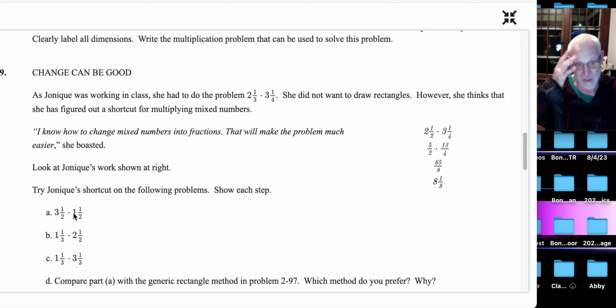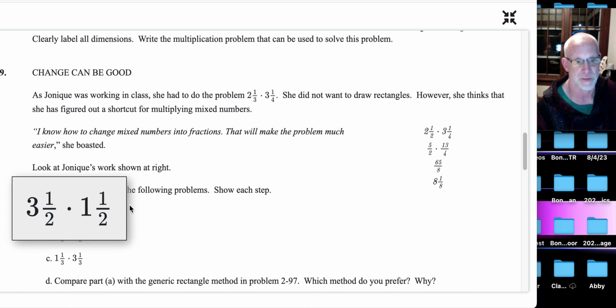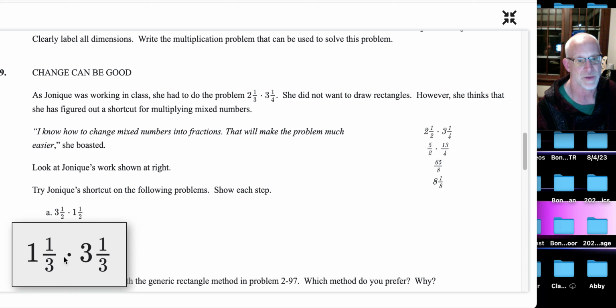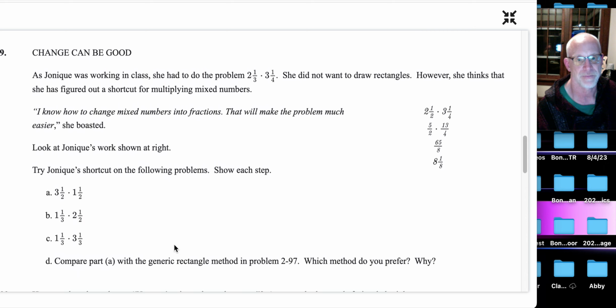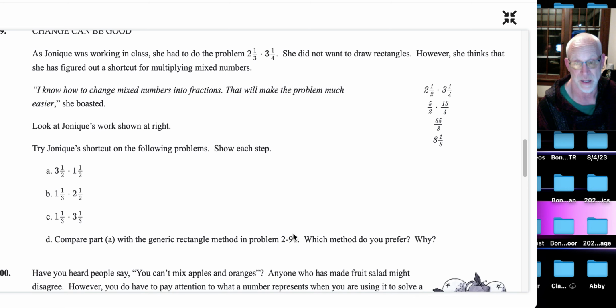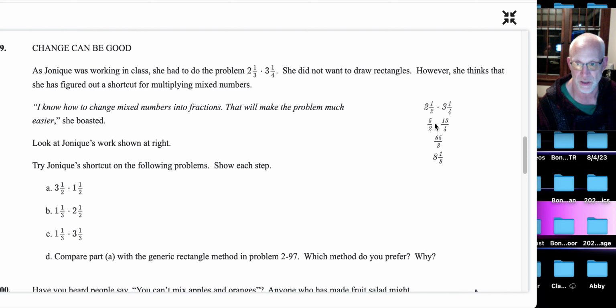So then it says, using Jonique's shortcut, show each step in the following problems: 3 1/2 times 1 1/2, 1 1/3 times 2 1/2, 1 1/3 times 3 1/3. Then compare those with the generic rectangle methods in 2-97. What do you prefer? Do you like the models, or do you like the traditional multiplying fractions?